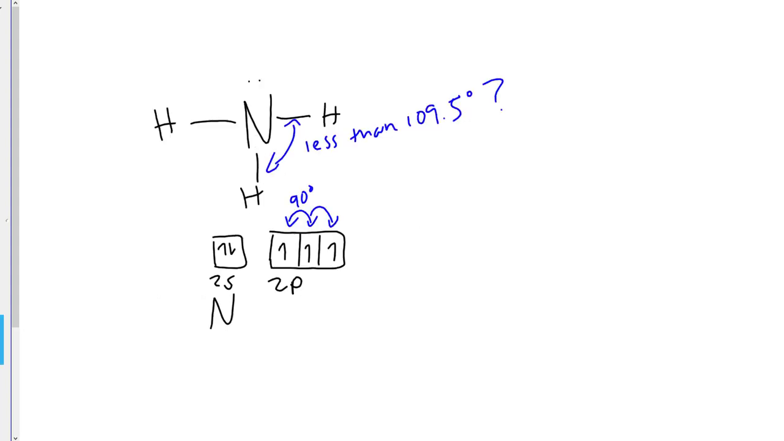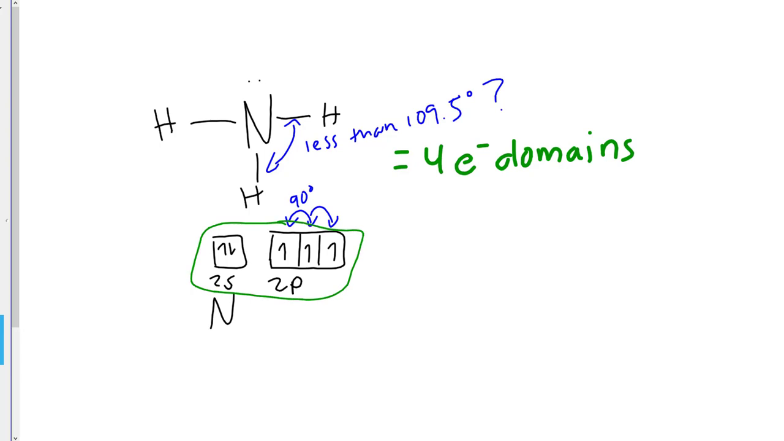So how many electron domains do I have here? 4 electron domains. So I'm going to hybridize 4 of these, which is all I have. So I put them into the mixing pot. How many orbitals will I get out? How many orbitals went in? 4. How many should I get out? 4. But they should all now look identical. 4 orbitals.